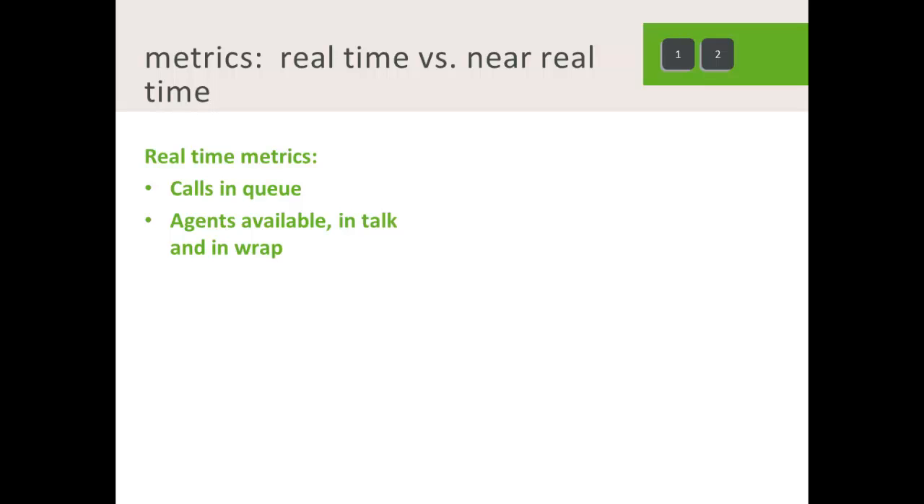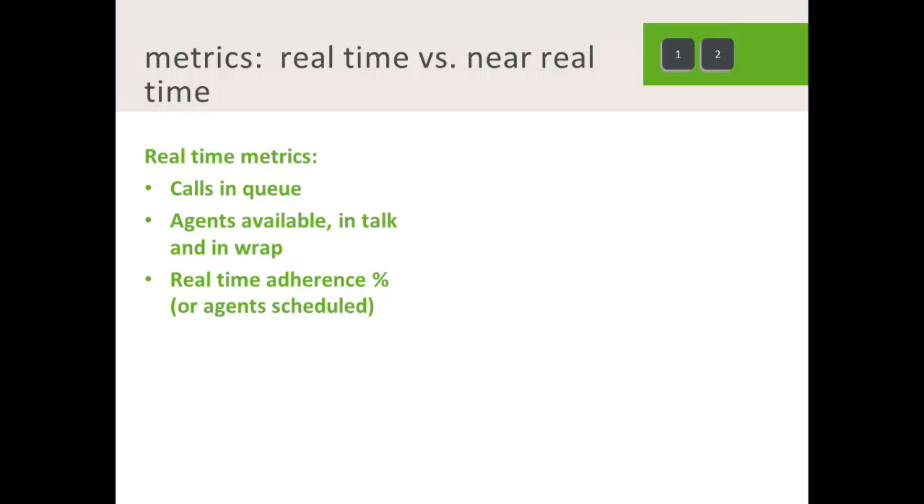But then I want to see, where are they dispersed? Are they in talk or are they in wrap? If there's a lot of calls in queue, but a lot of my staff is in wrap already, well, that's great. They're going to get to those calls pretty quickly. If they're not in wrap but they're in talk, then they're not going to get to it quickly. That's going to create a different reaction from me.